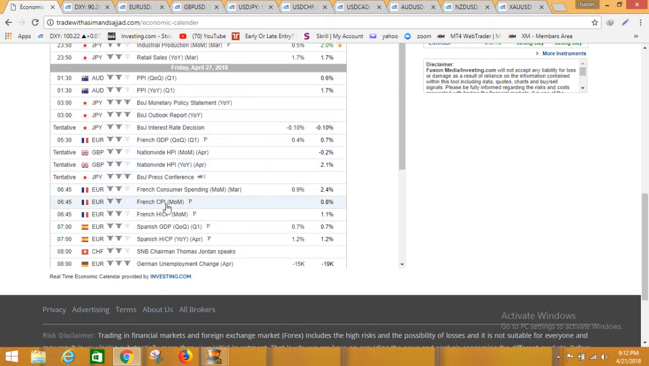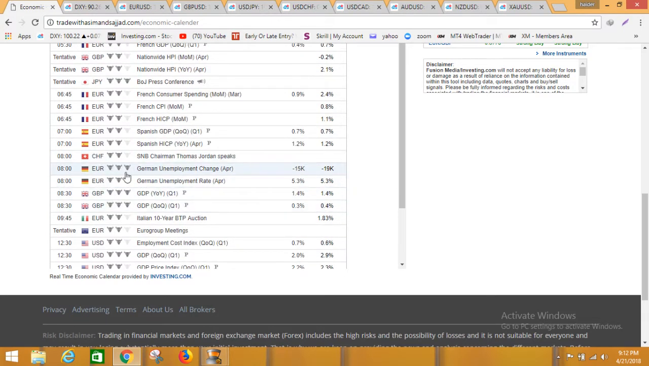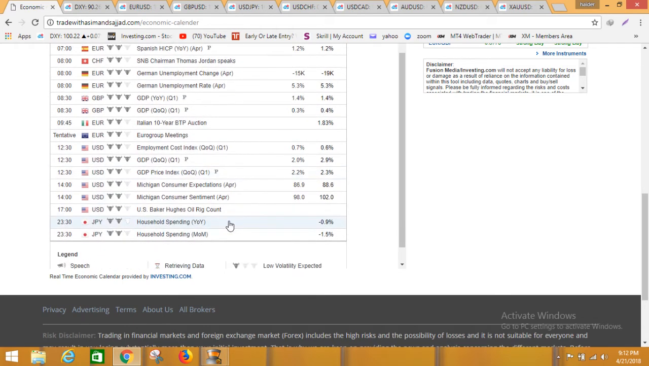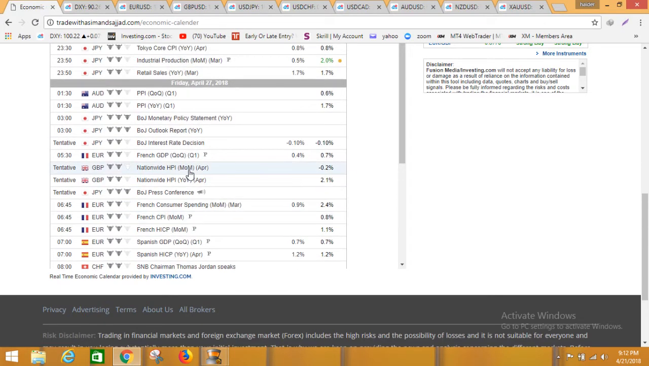Then later we have some German unemployment. This is a very good opportunity to trade. Then GBP data, and later then we have US GDP. So Thursday and Friday will be very interesting to see.